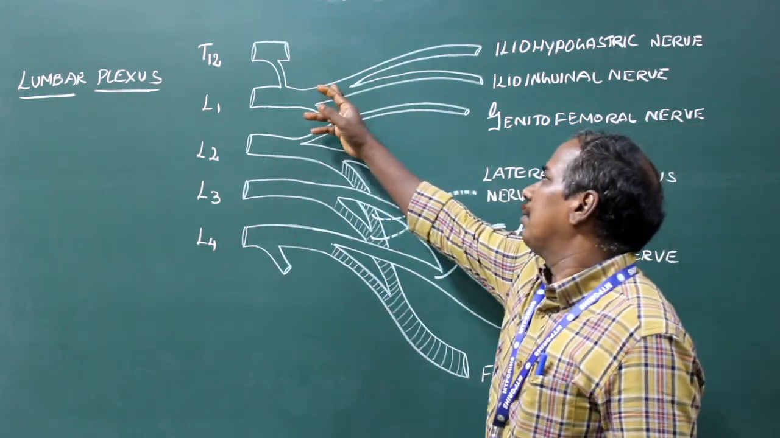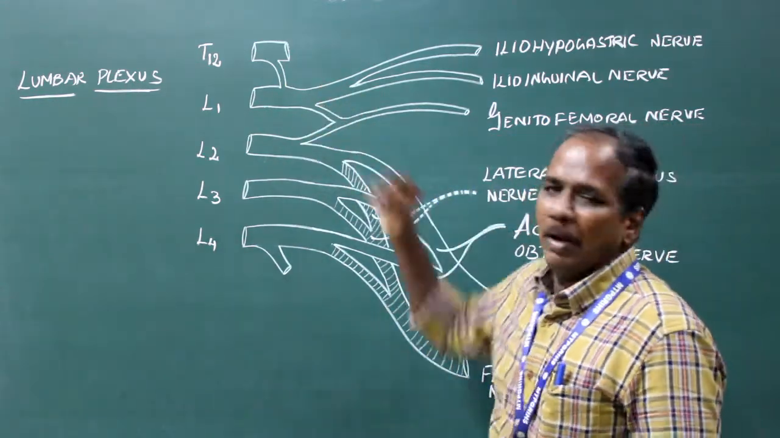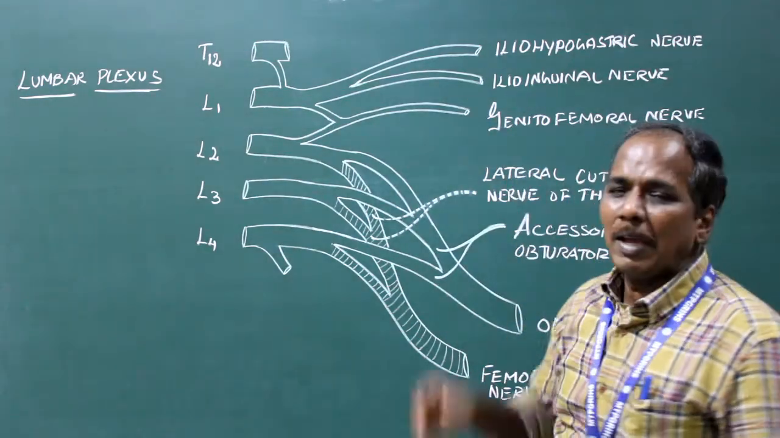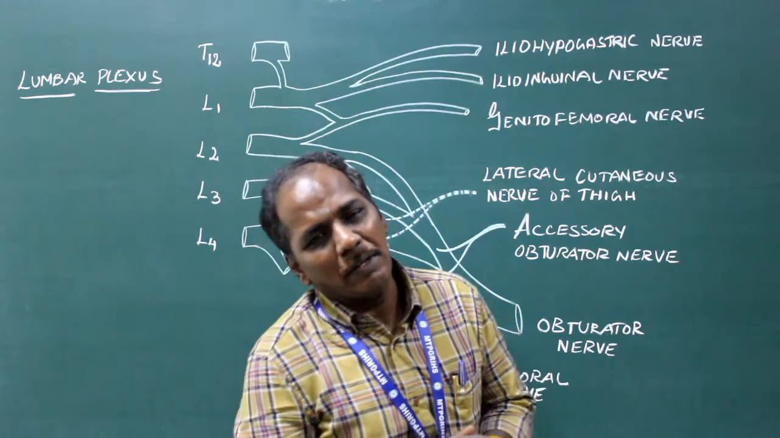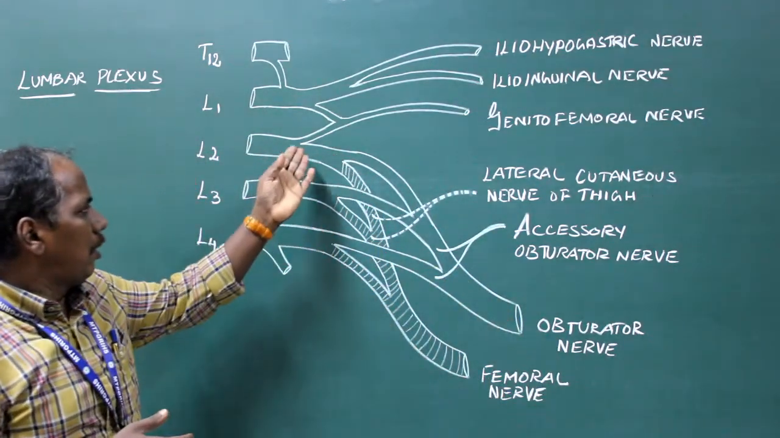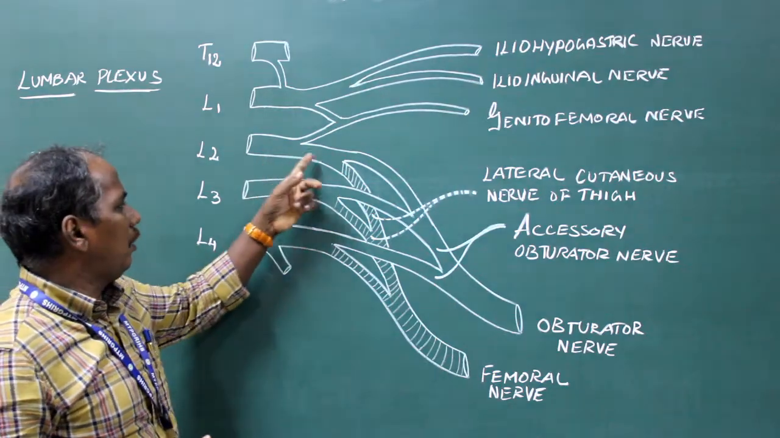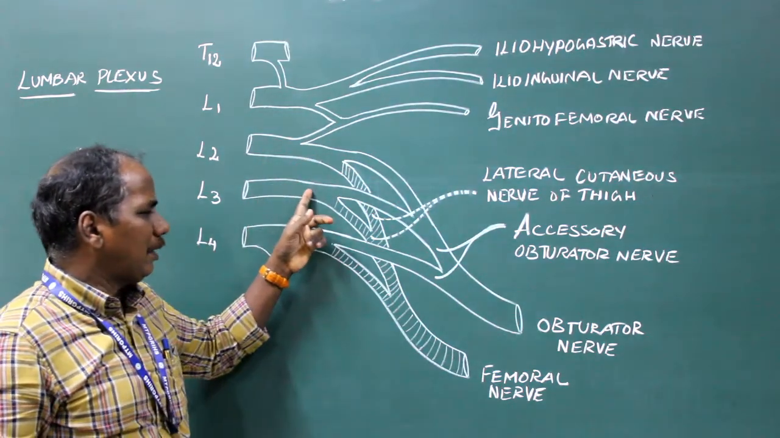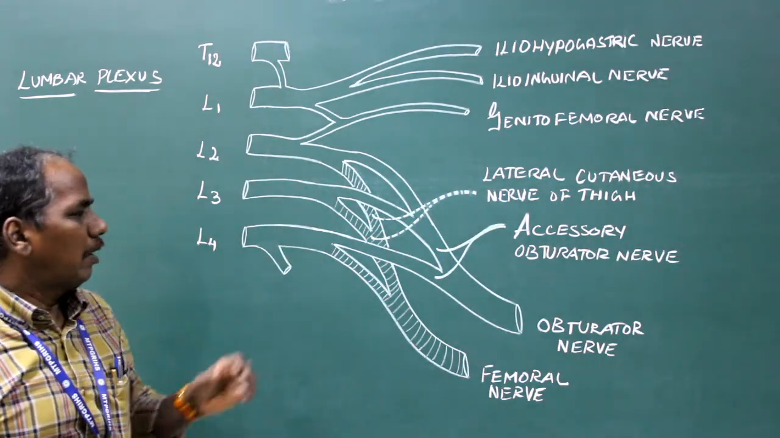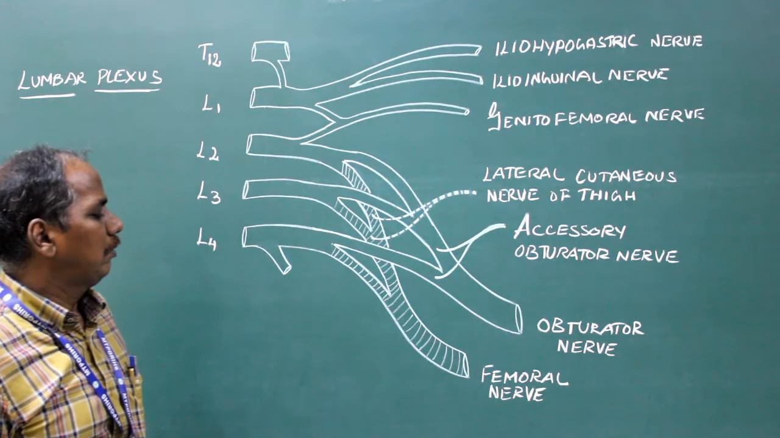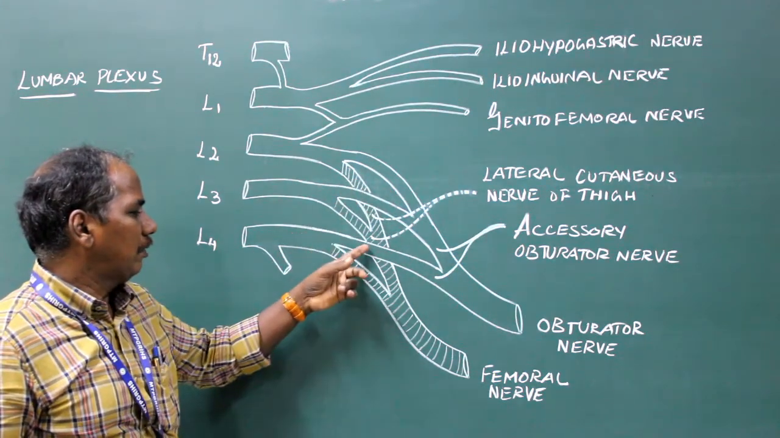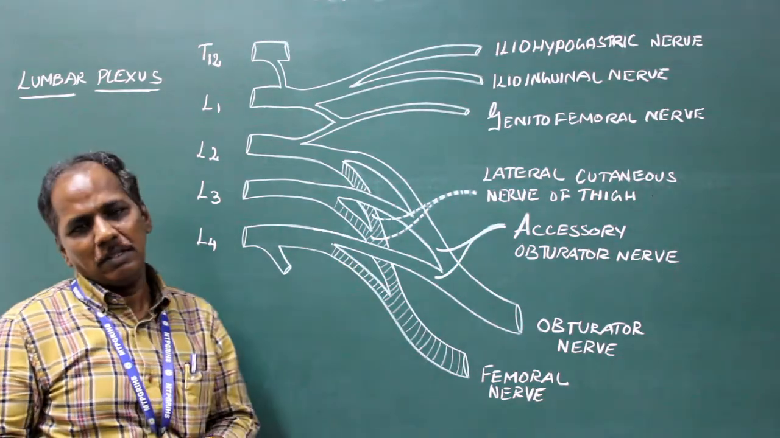The larger division of the L1 divides into two branches, iliohypogastric and ilioinguinal nerves. The lower larger part of the L2, the entire L3 and the upper larger part of the L4 divide into ventral and dorsal divisions.